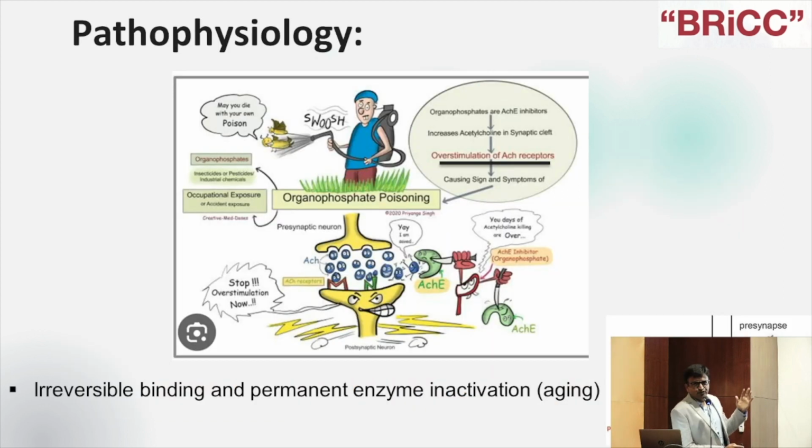Pathophysiology, again, you know what it does. It inhibits acetylcholinesterase. Once that's inhibited, there's a lot of acetylcholine. When there's a lot of acetylcholine, there is overstimulation of nicotinic and muscarinic receptors. Most of the clinical features are because of that, which, as Dr. Chetan has covered, I'll just briefly touch upon as well.